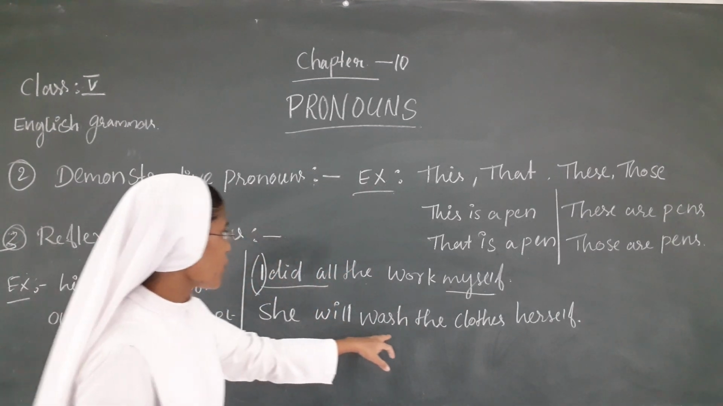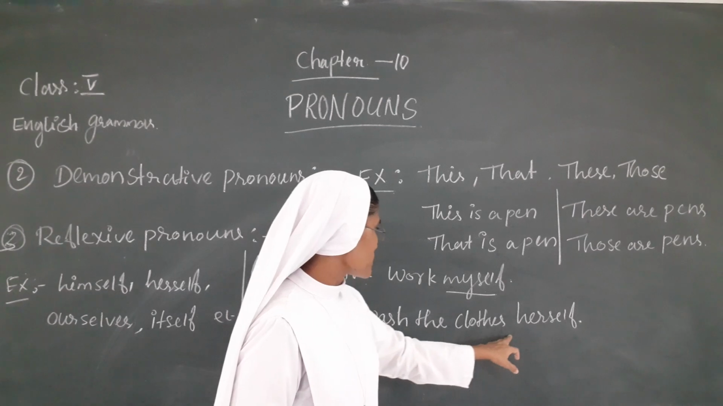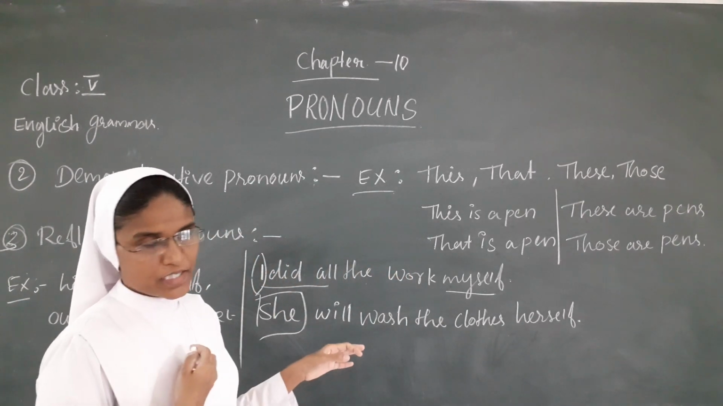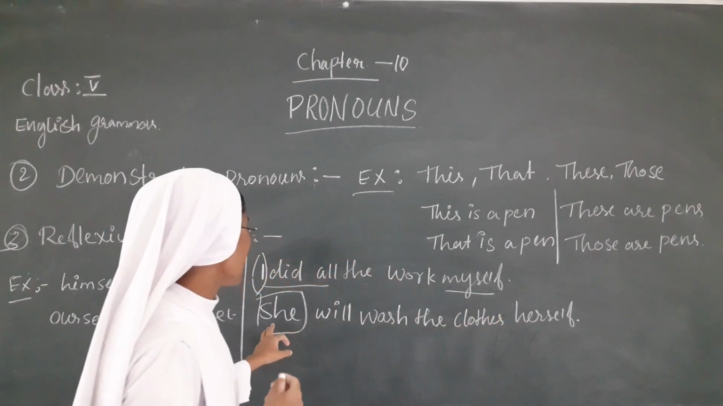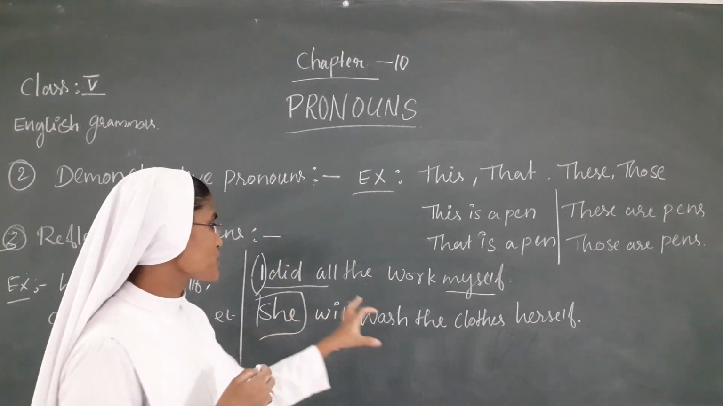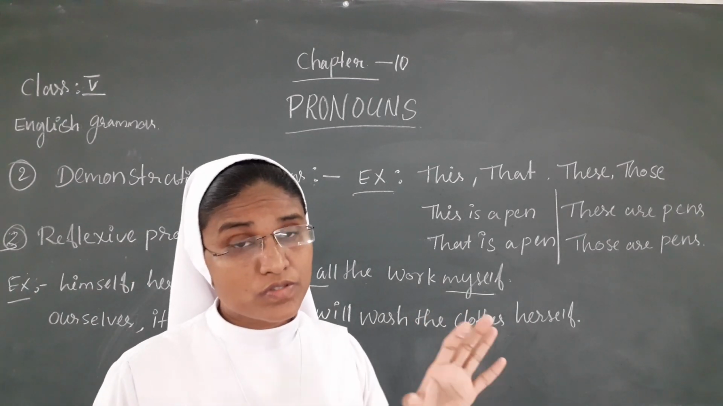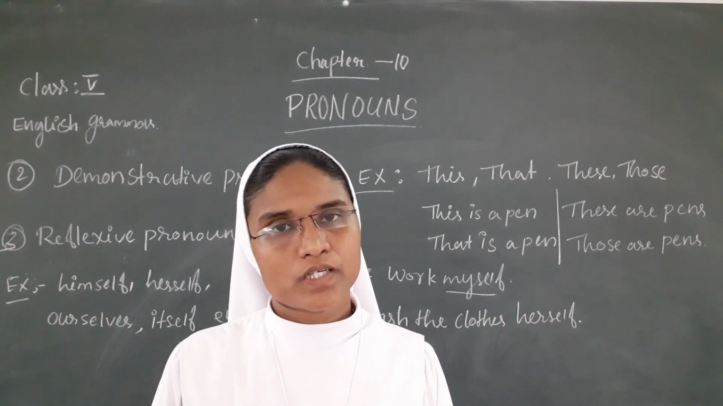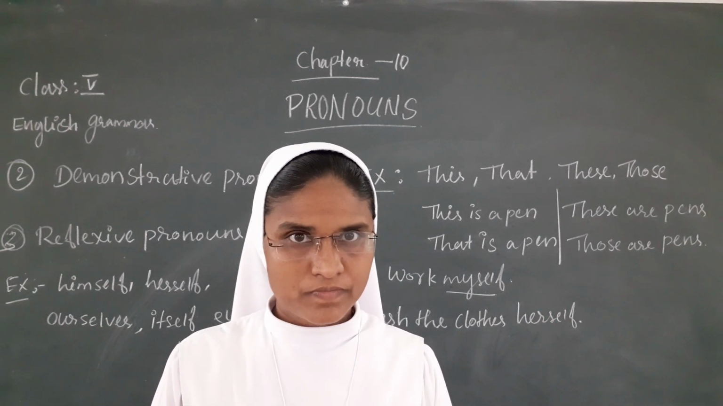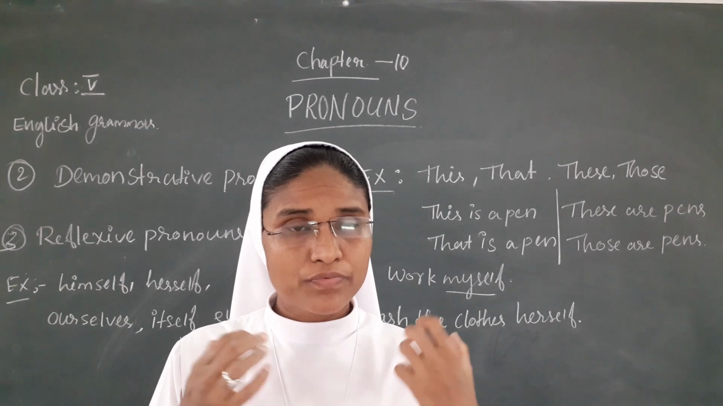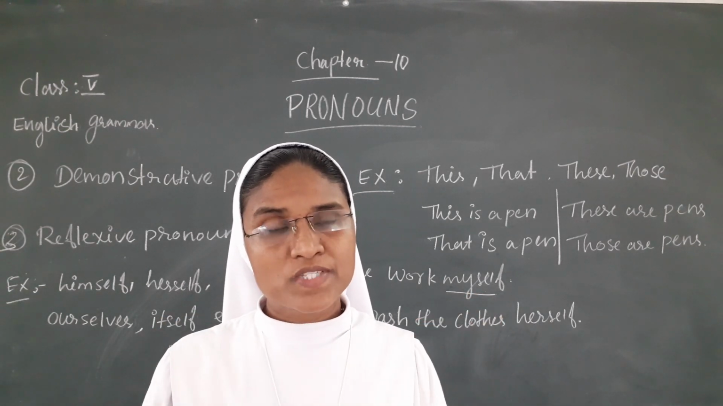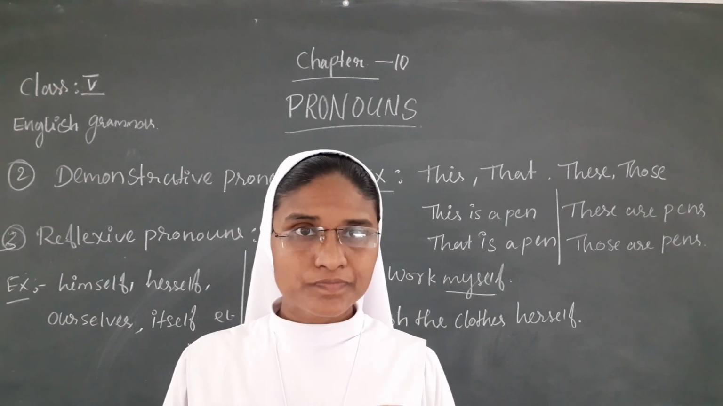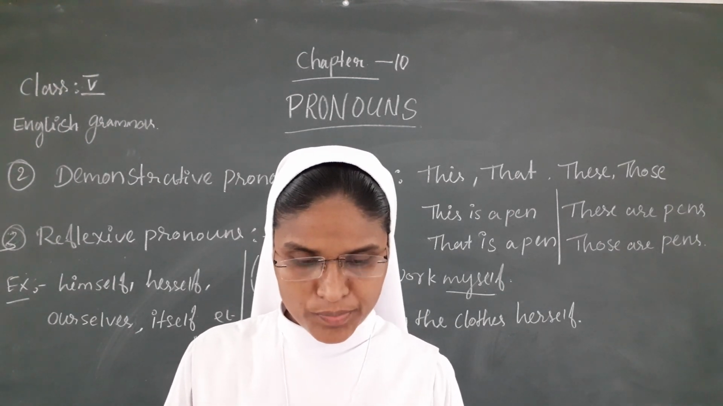Like, she will wash the clothes herself. She is the subject, I think. Then herself means herself. She washed all the clothes herself. Maybe many clothes are there, she alone did the work. Herself. Reflexive pronouns means doing something for itself, for himself, for herself, for myself. Okay, that we call the reflexive pronouns.